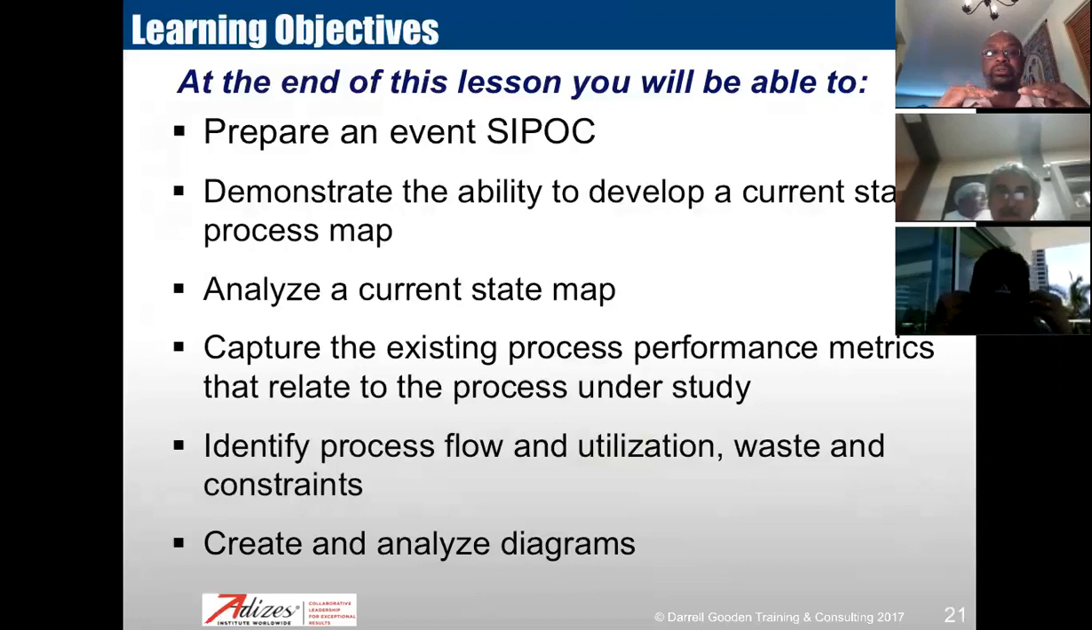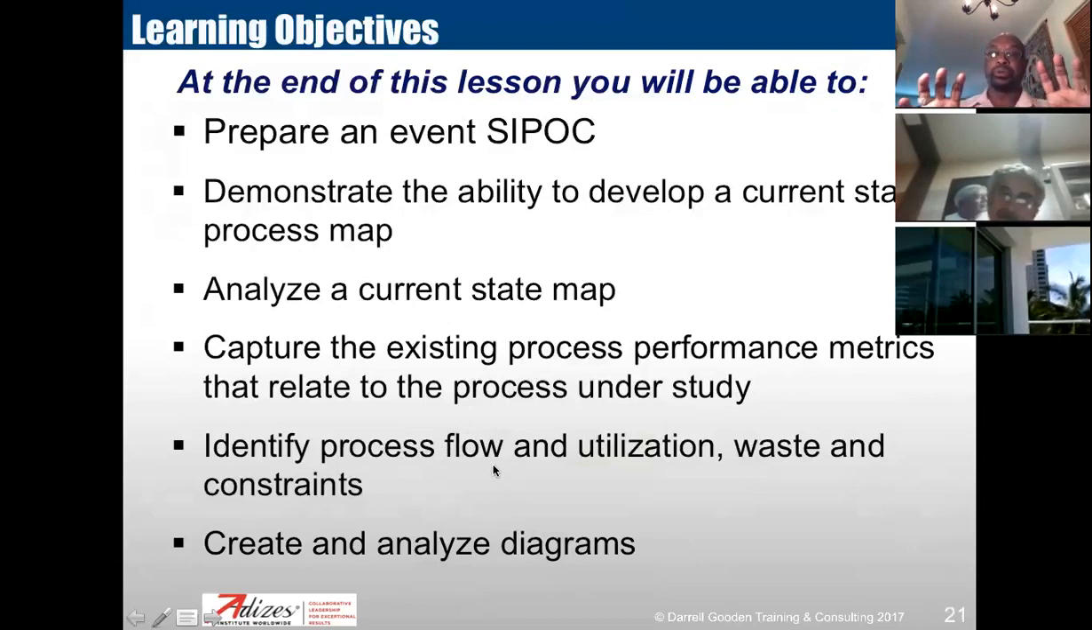So when we begin to do a current state map, we're now engaging in value stream analysis, which I mentioned earlier. We're going to capture the existing process performance metrics and indicators that relate to the process under study. We're going to identify the process flow and utilization, waste, and the constraints that we might see there. And all this is done to make the process visible to the people in the room who actually do the work, because at this instant in time, they collectively now can look at it.